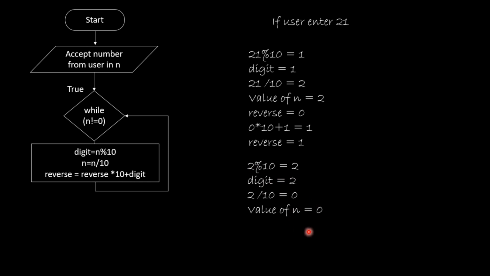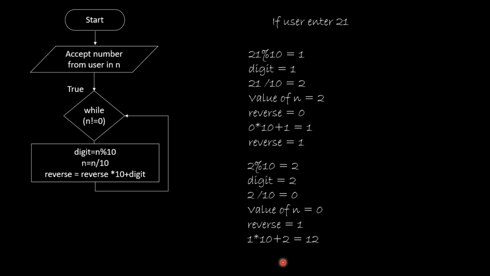After that, the third statement: reverse multiplied by 10 plus digit. So in this statement, what we are going to do? The previous value of reverse is 1. If we multiply by 10, then 10 ones are 10, right? 10 plus the value of digit, which is 2. 10 plus 2 will be 12. The previous value of reverse is 1 and we just wrote 1 multiplied by 10 plus 2. It will be 12, right?